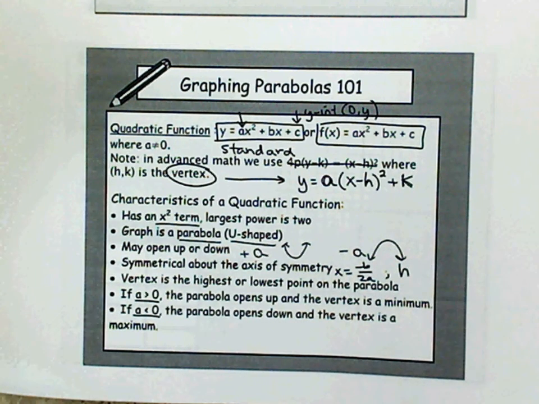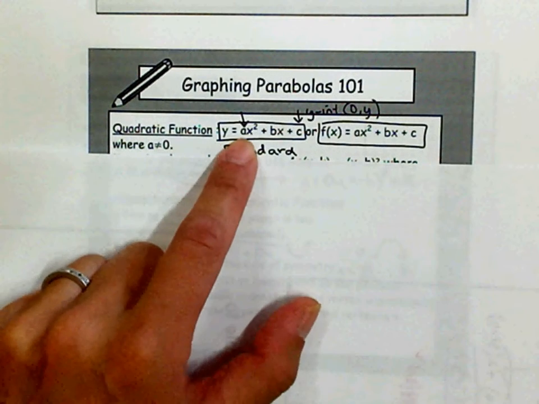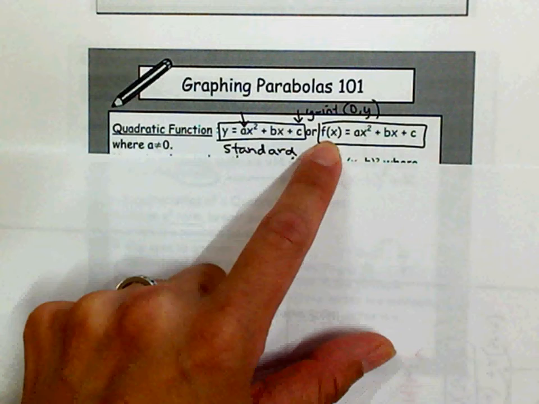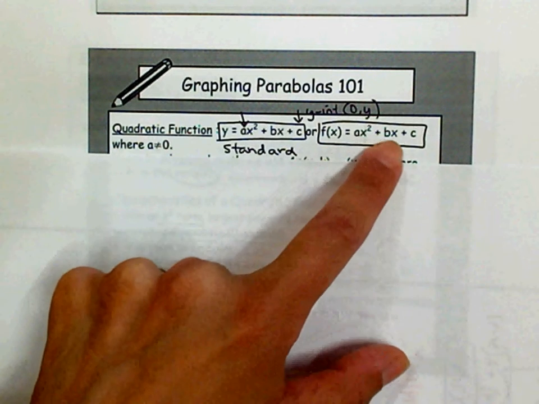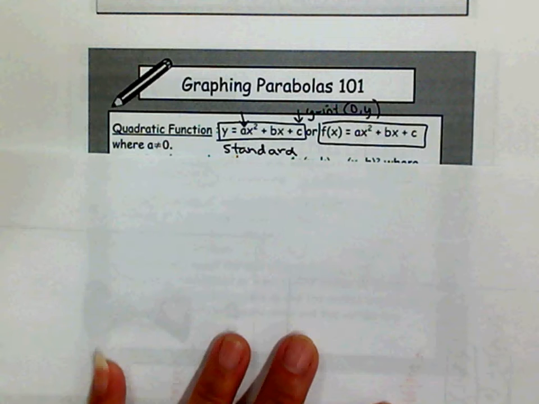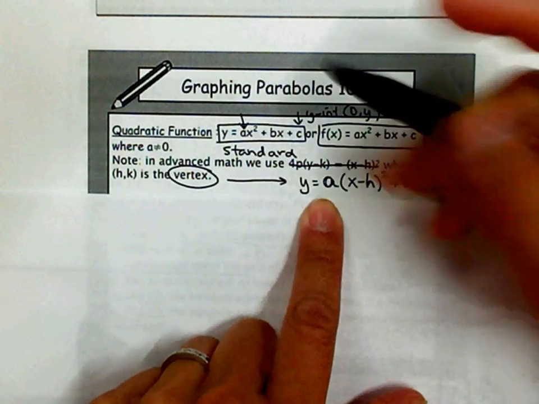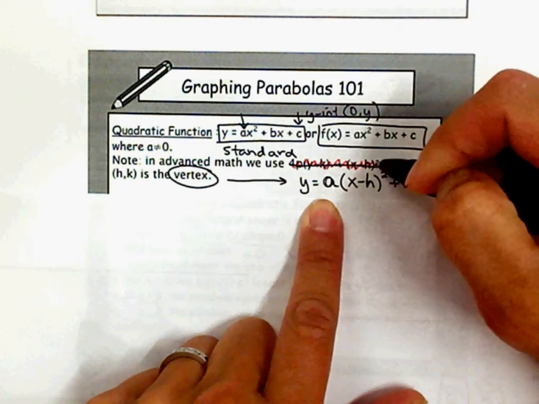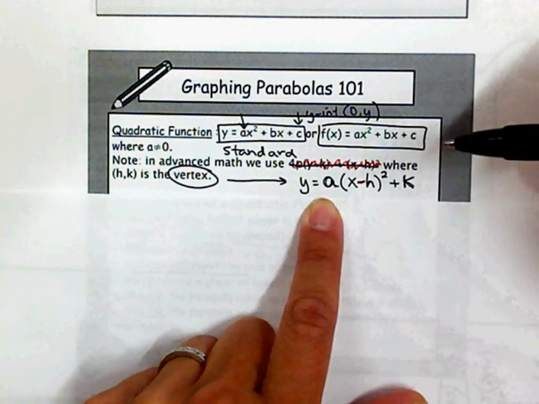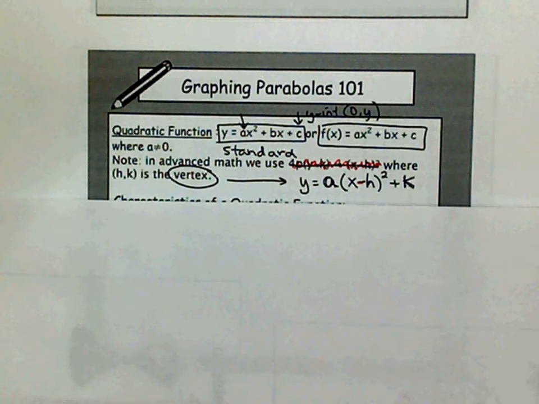A standard form of a quadratic function is y equals ax squared plus bx plus c. Sometimes you can write it as a function, f of x is equal to ax squared plus bx plus c. That is a standard function. The other form that you'll see a quadratic function in is called vertex form. And this is what a vertex form looks like: y equals a, parentheses, x minus, notice the minus, h, squared, plus k. That is called the vertex form, okay?